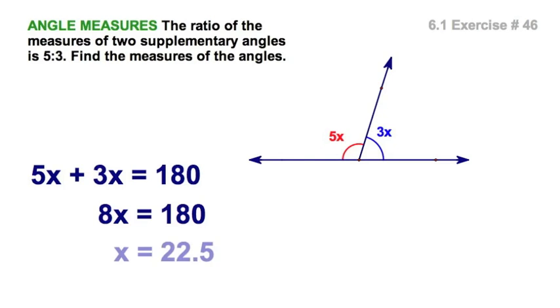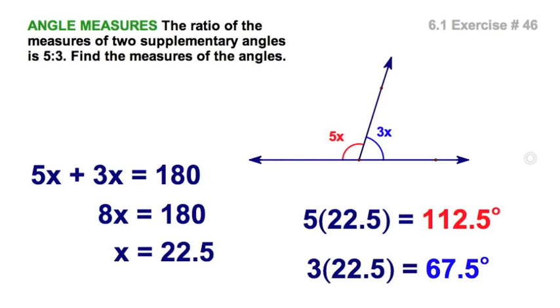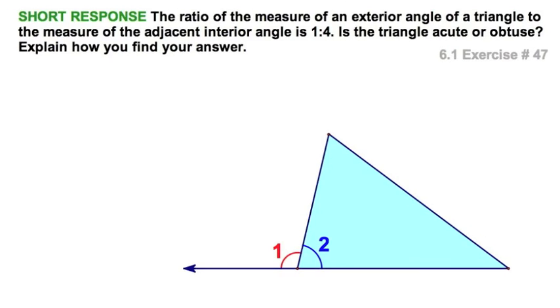Combine some terms, and I divide. I now have a value for x, and let's just substitute. There you go. 112 and a half, 67 and a half. Easy.